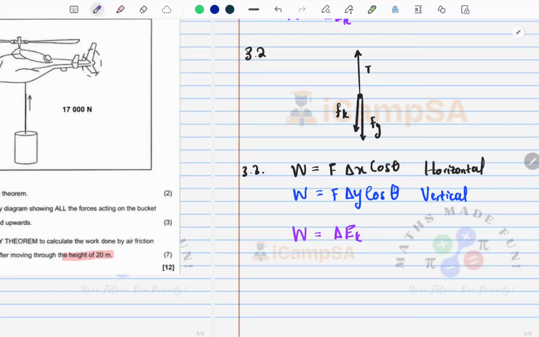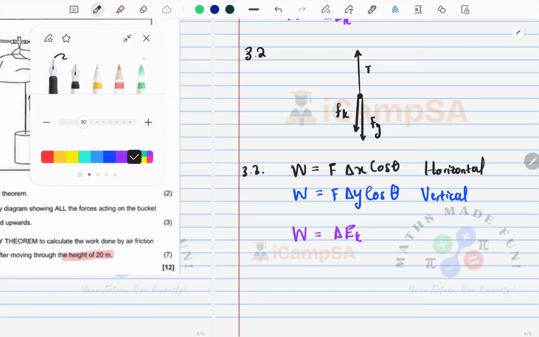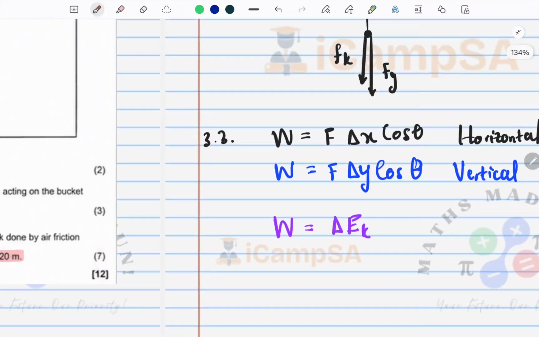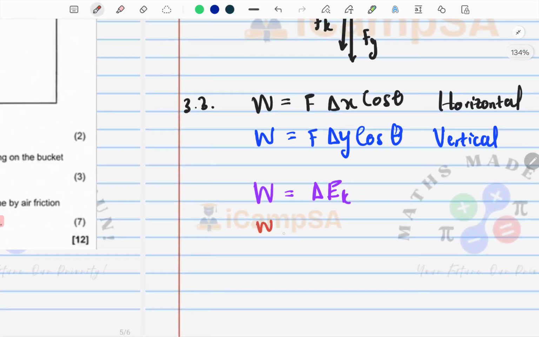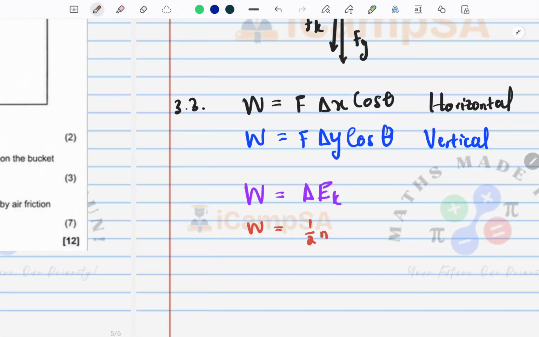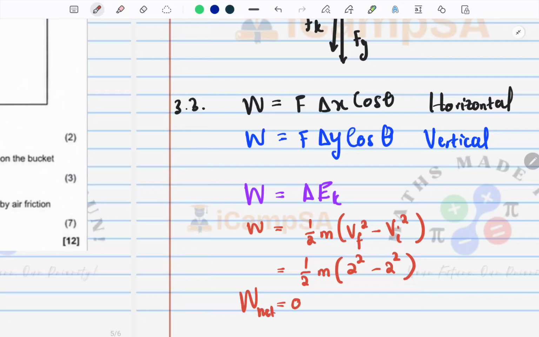So let's say you've got something like this. I'm going to write it again. What you have here is W equals 1 over 2 m times Vf squared minus Vi squared. If they're saying constant, it means it's not changing. So that means it's going to be 2 squared minus 2 squared. Then this is going to be 0. Okay, this is your net or total work.